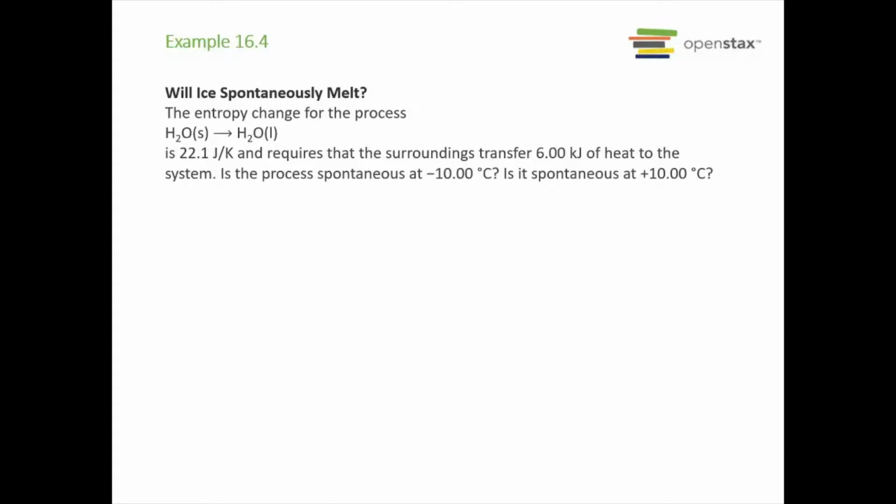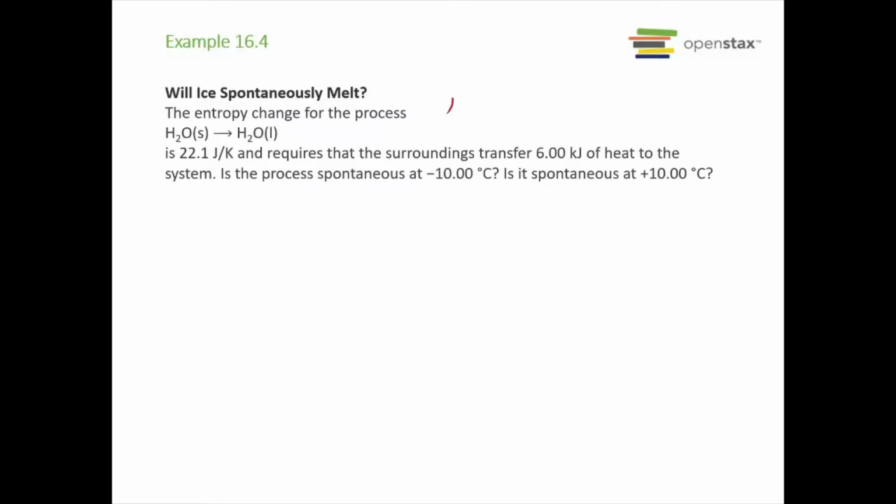So let's look at an example. Will ice spontaneously melt? We're told the entropy change for the process of solid water going to liquid is 22.1 joules per Kelvin, and it requires that the surroundings transfer 6 kilojoules of heat to the system. Is this process spontaneous at negative 10 degrees Celsius? And what about at positive 10 degrees Celsius?